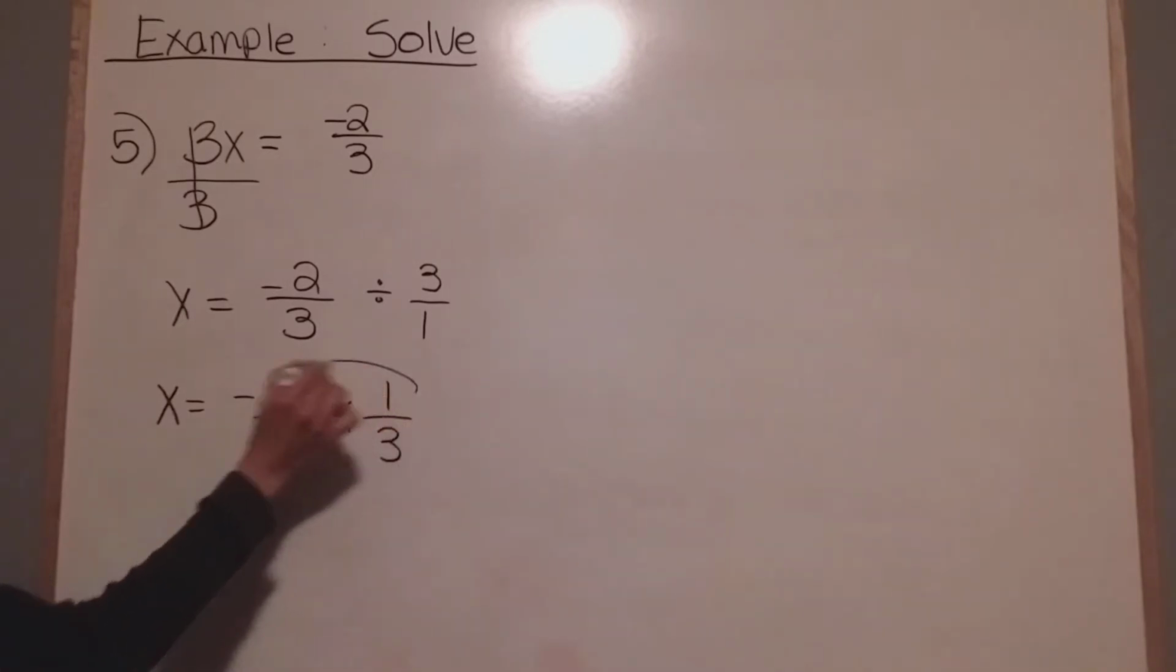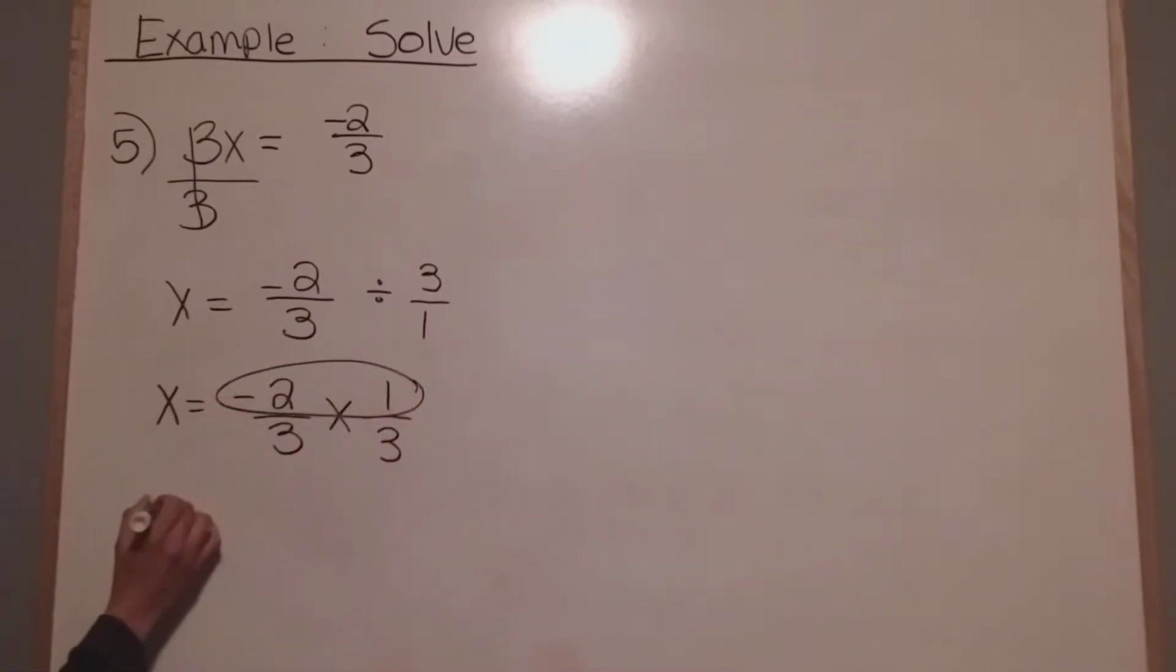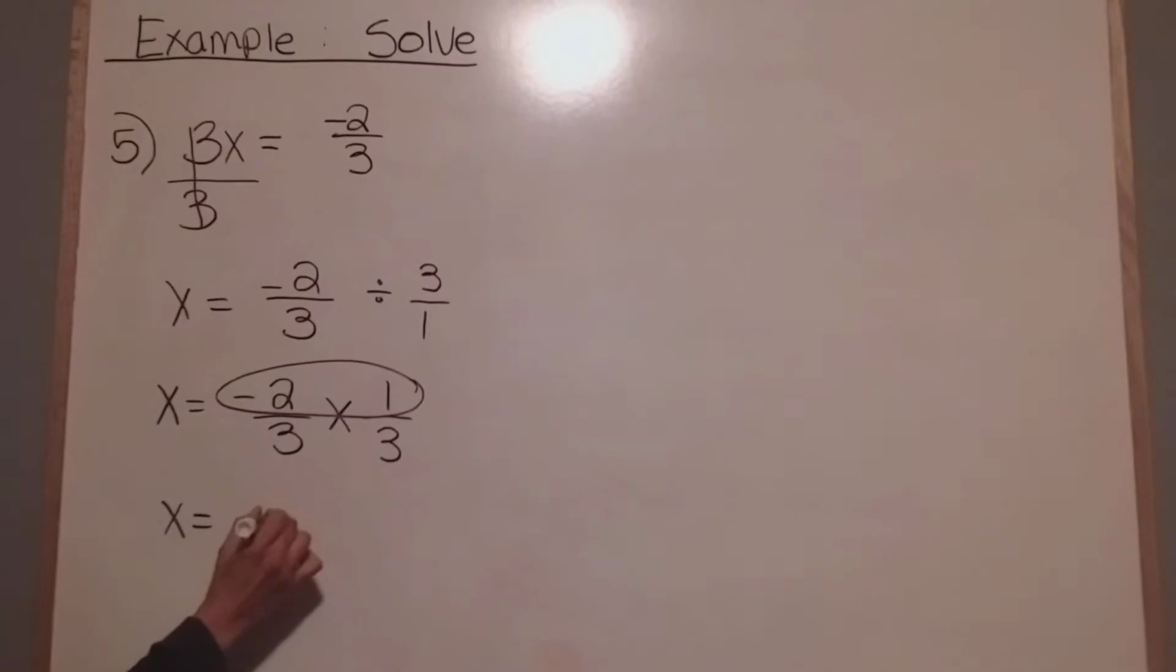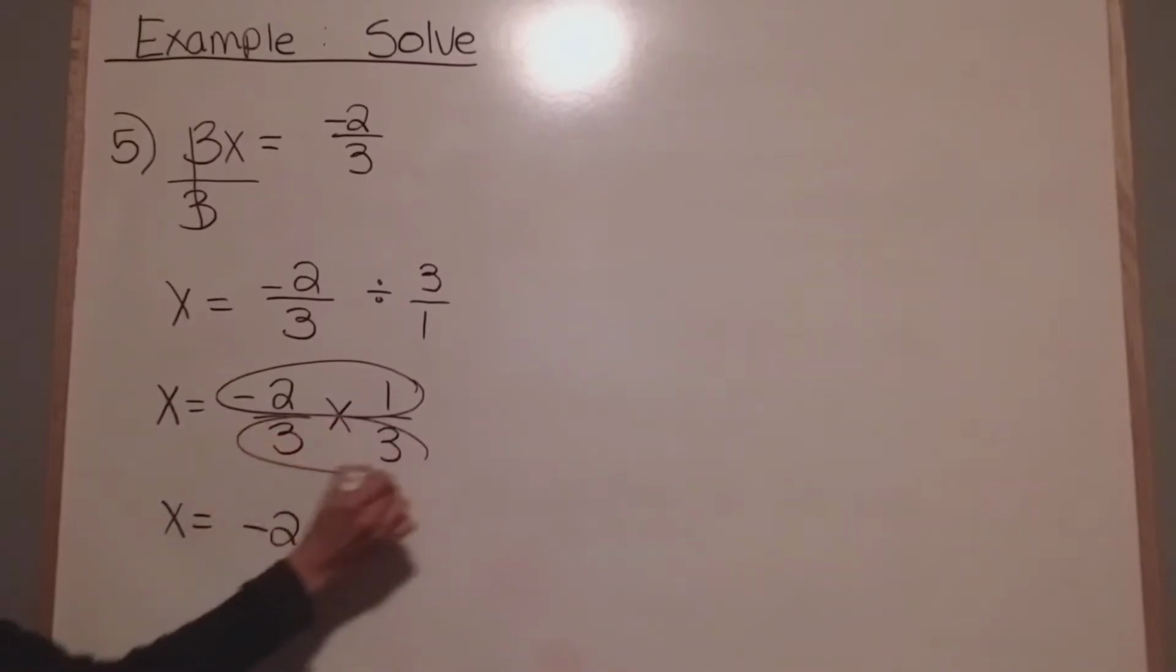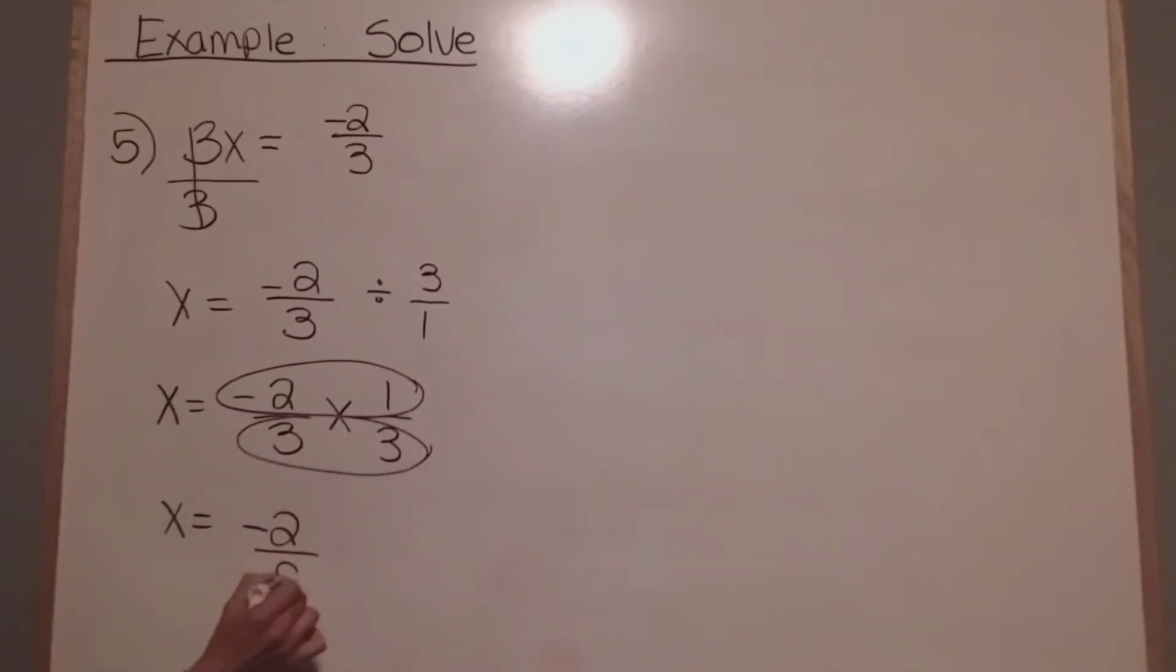And now I multiply my top numbers together. So my x is going to be equal to negative 2. And then I multiply my bottom numbers together. So my denominator is going to be 9. So your final answer is going to be x is equal to negative 2 over 9.